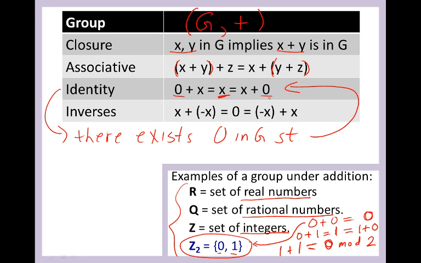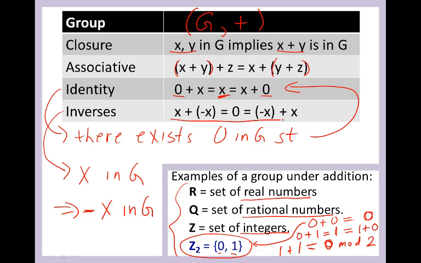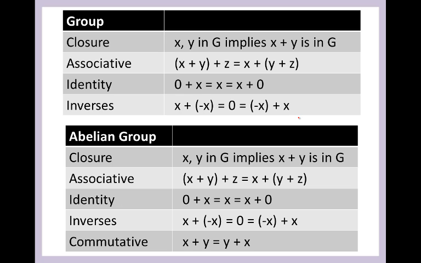We also need inverses. So that means if x is in G, then we also have its additive inverse denoted by minus x. That also needs to be in G, such that when I add together x and its additive inverse, I get 0. If G is an abelian group, then I can also commute elements before adding them.